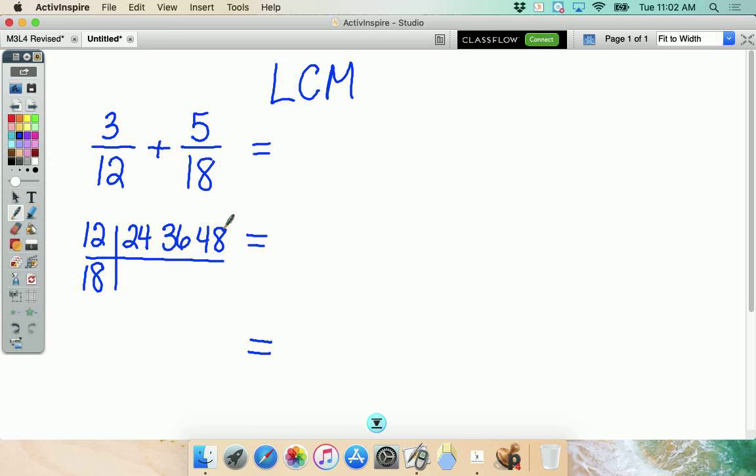So 18 plus 18, what is it? 36. And then add another 18 to that. 54. And I don't have to go any further, actually, because I already have a common multiple. What is it? 36. So this is why I like to do it on the side, because I like to circle it like that.